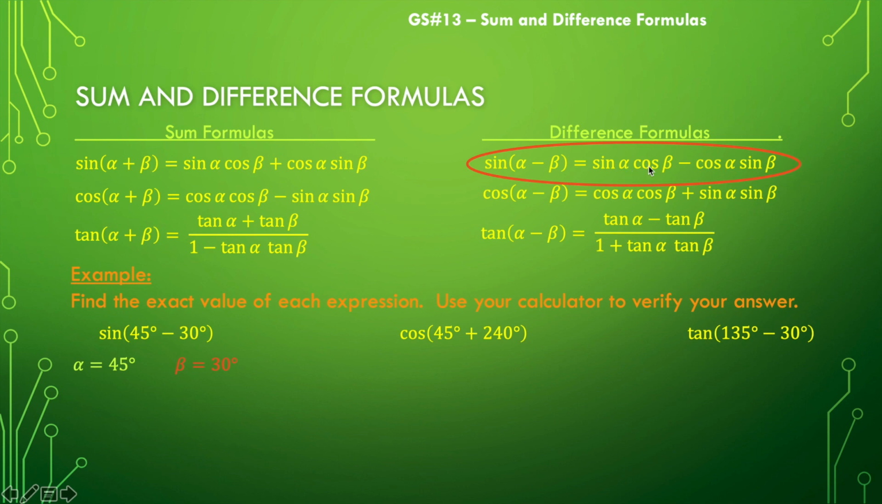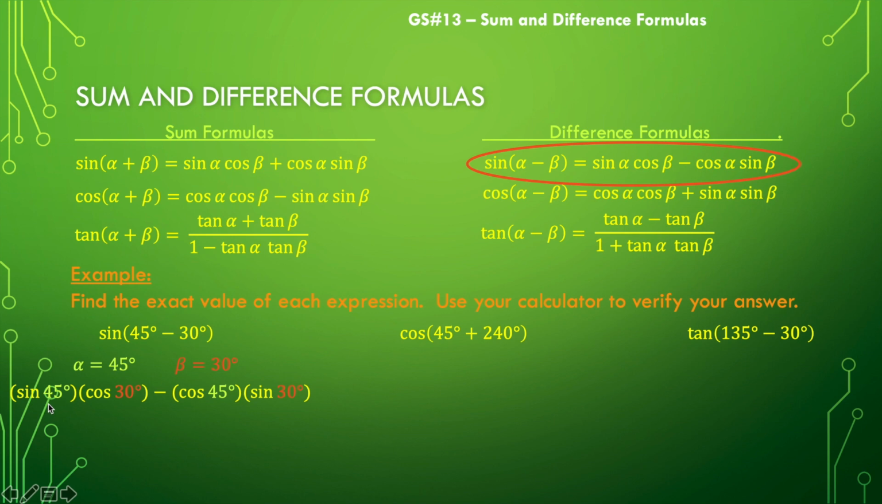45 degrees here and 45 degrees here. And everywhere I see a beta, I'm going to replace it with 30 degrees. So 30 degrees here and 30 degrees here. So we are looking at an expression that looks like this.